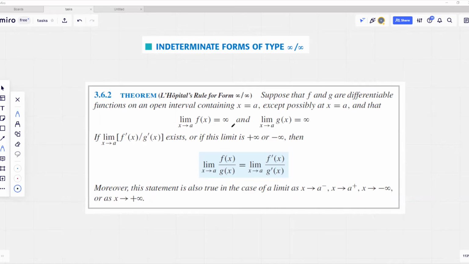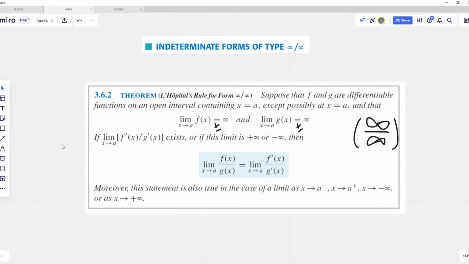This notation here means that, if we were to elaborate more, those limits can approach plus or minus infinity. So it will work for any of these cases when we have infinity over infinity. So either it's plus infinity over minus infinity, or minus infinity over plus infinity, or minus infinity over minus infinity. All these cases are covered by this theorem.